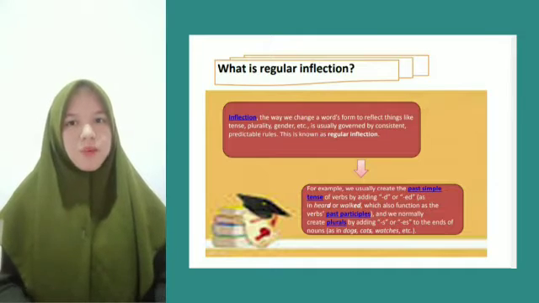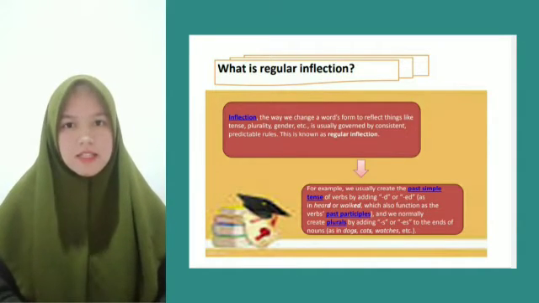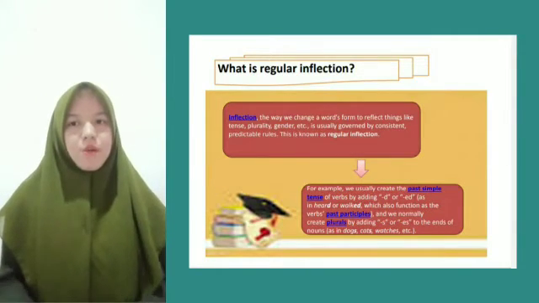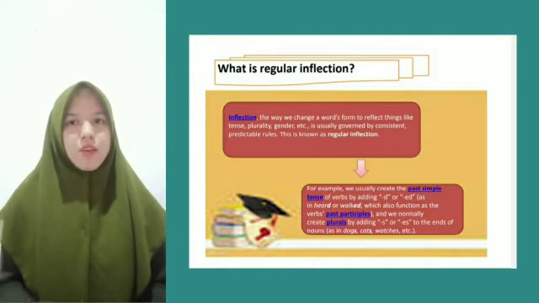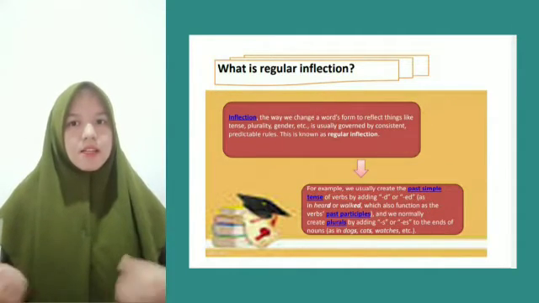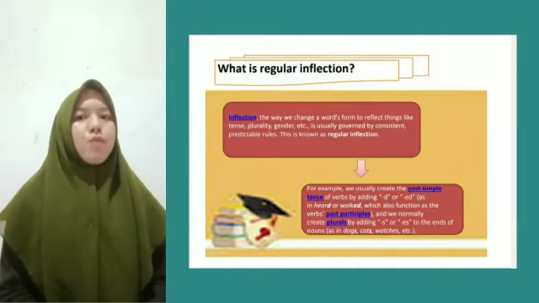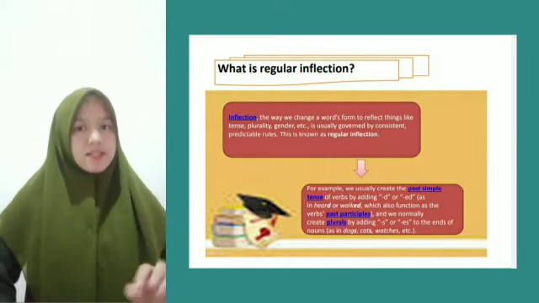For example, usually we create the past simple tense of the verb by adding ed or d, which also functions as the verb's past participle, and we normally create the plural by adding s or es to the end of a noun, like in the words dogs, cats, and watches. Thank you.